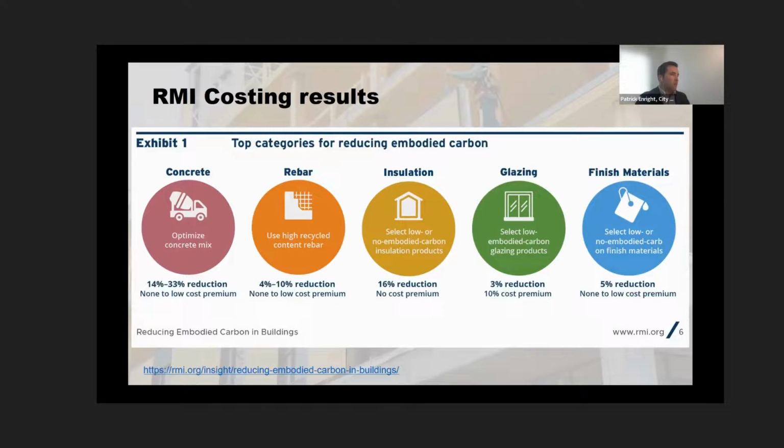And so last but not least, here are the high level takeaways from that RMI costing study called Low and No Cost Ways of Reducing Embodied Carbon. So they looked at a number of different case studies of actual projects that had looked at reducing their embodied carbon and compiled the lessons from those projects. And they basically found that there are either no or low cost premium, as in less than 1% cost increment, ways to significantly reduce embodied carbon across a number of different material types.